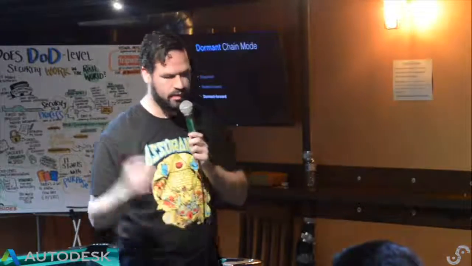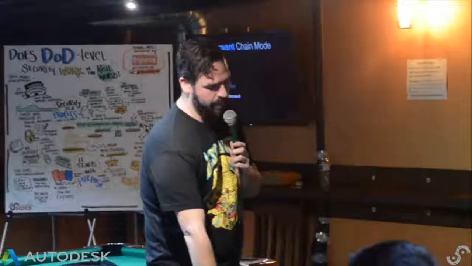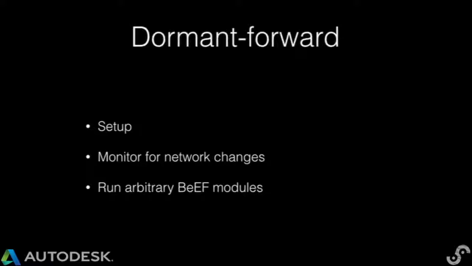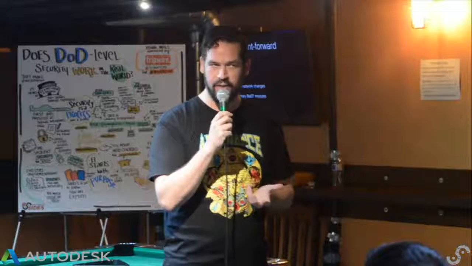What I have done is I've implemented a third mode called Dormant Forward, and what happens is you get a setup phase. So the browser gets hooked. If it meets the target, like the targeting method within the ARE setup, it basically goes, okay, what's my internal IP address? What's my external IP address? What's my ISP's ASN? Like, where am I? So it builds up a picture of where it is in the internet. And then it goes to sleep, and it'll monitor network changes.